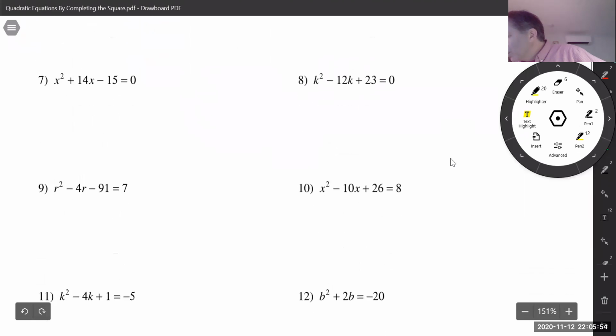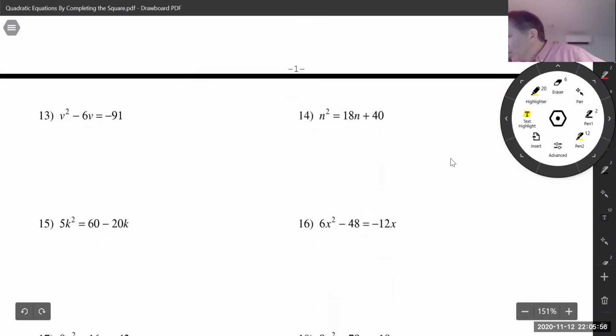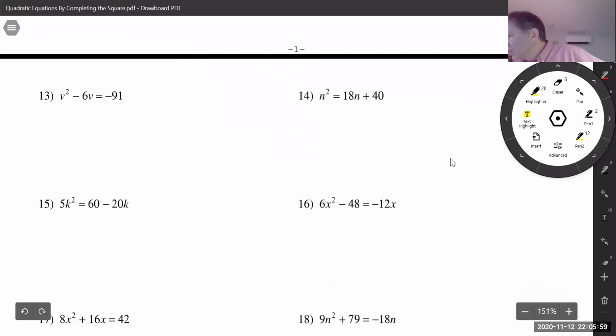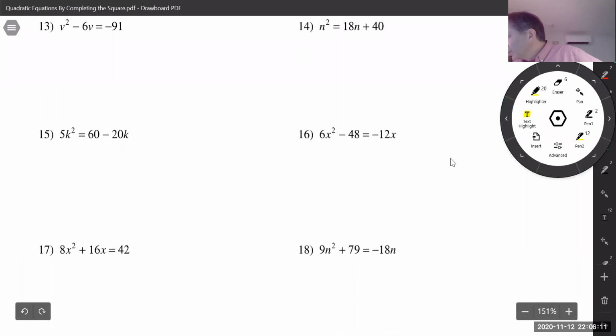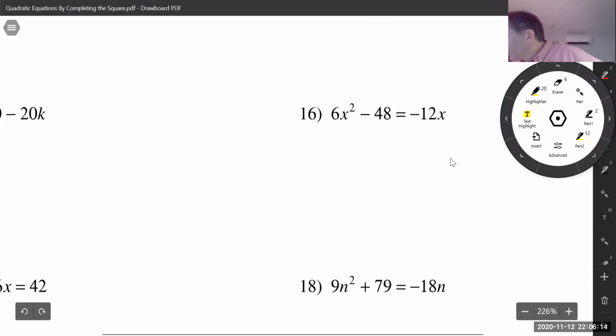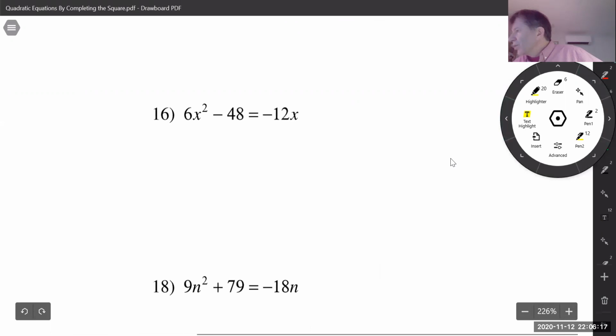And one that I want to show you is something that's not so obvious. So let's just say number 16. And this will allow us to highlight a very important point of completing the square. So one of the things for completing the square that you want to do is make sure that before you do it, you have a coefficient of 1 in front of the x squared.